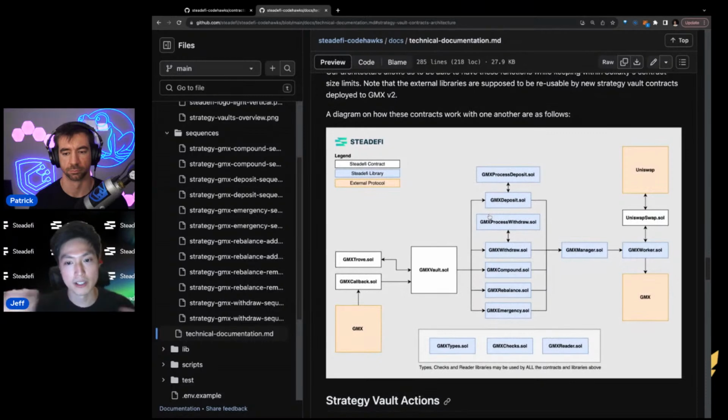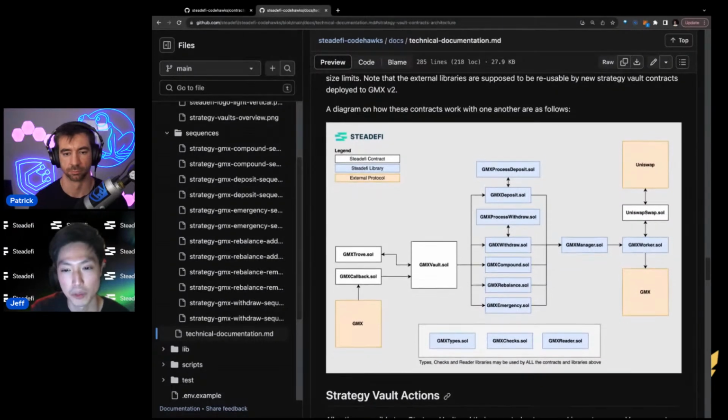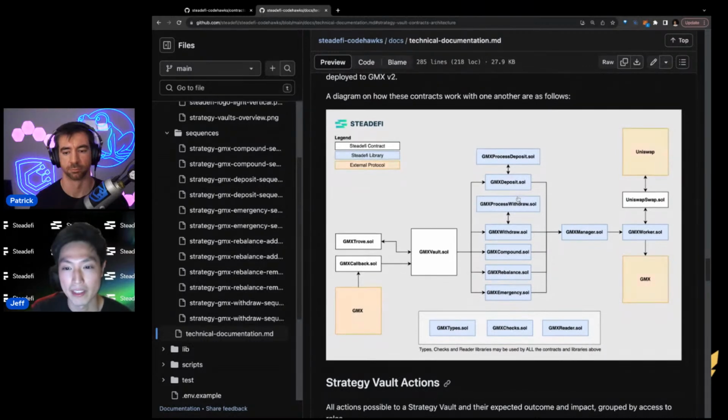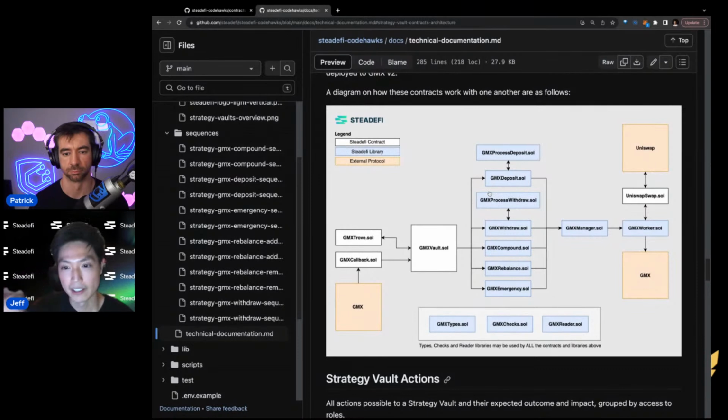And so because of all these numerous contracts, it can be, I would say at first glance, a little bit confusing or maybe intimidating as to how these contracts all work with each other. So this diagram, I would recommend everyone take a look at first. It gives you a little bit more idea as to how to navigate through these contracts.